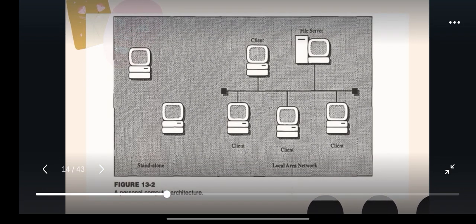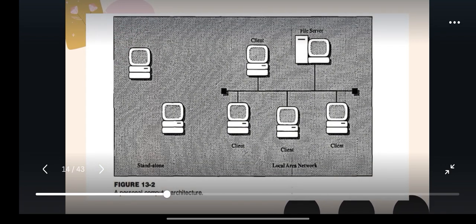So here's a figure of a personal computer architecture. So it is standalone, and then as you can see, here is the client, and then here is the file server. Yeah, client. So as you all know, what I last read is that this is for one person only, one at a time uses it.